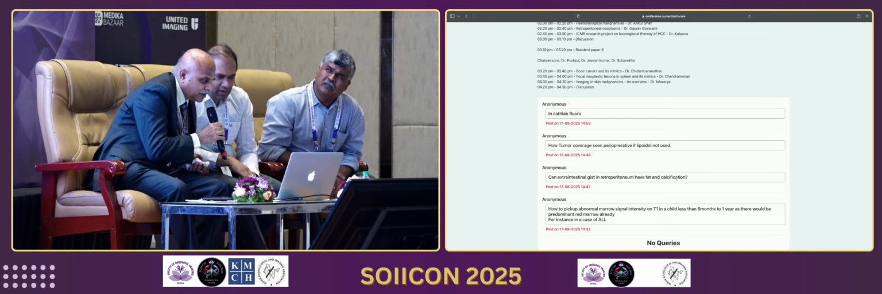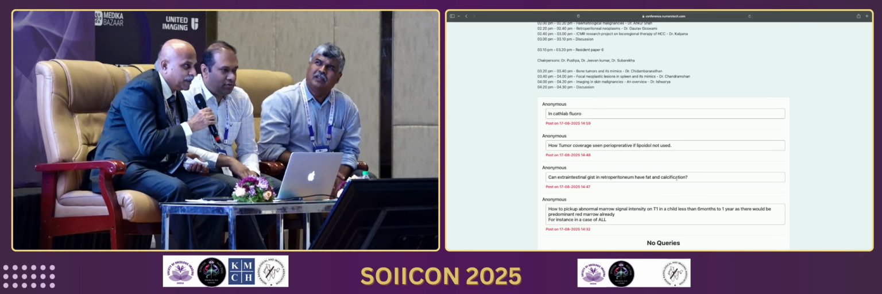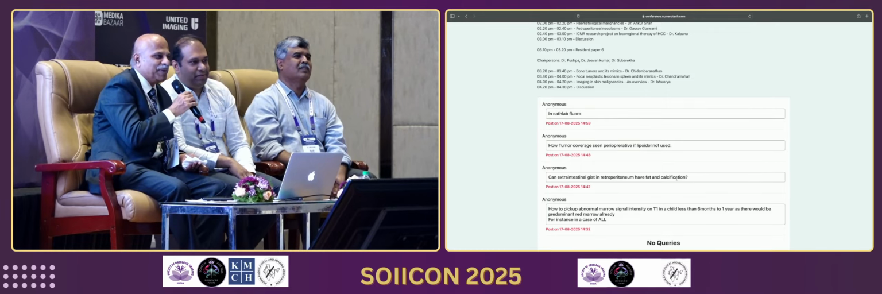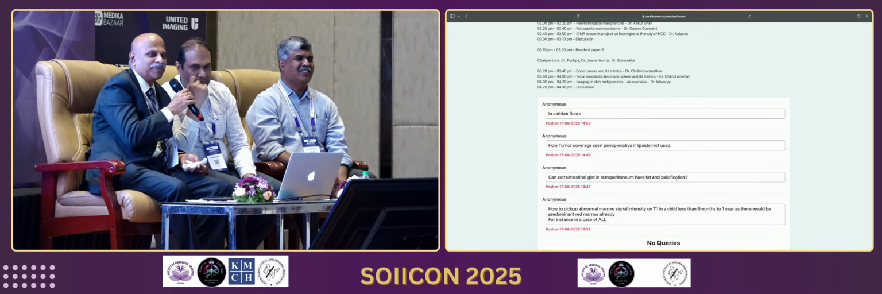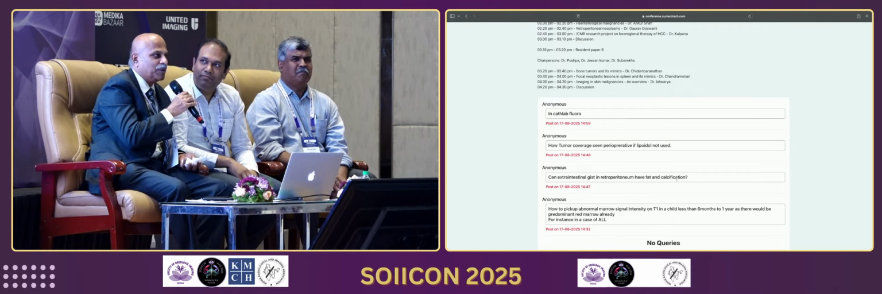Somebody has written "in cath lab fluoro". They have not completed the query. Anybody wants to fill it up? In cath lab fluoro, what?